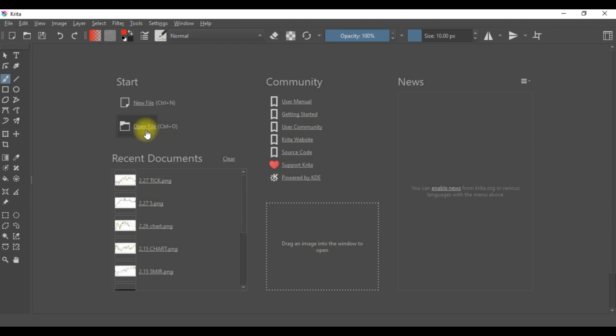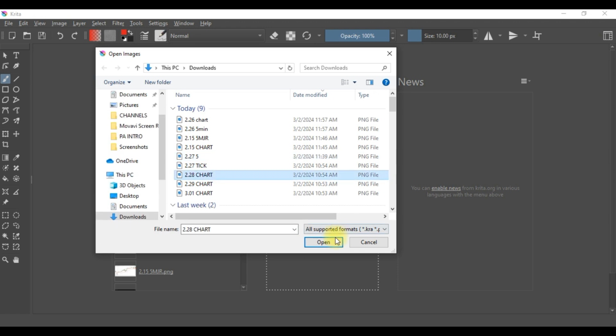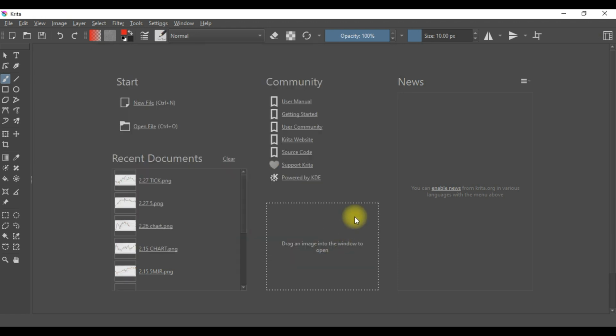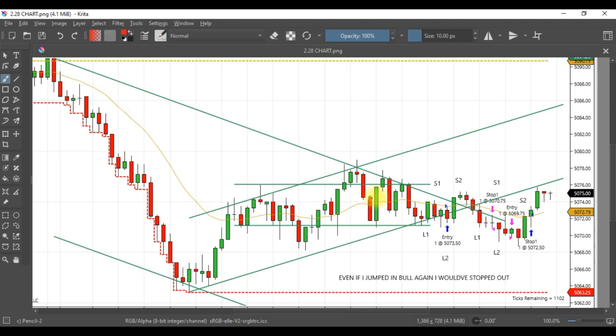What are we on? Are we on 28? Yeah. Okay, broad bear channel. One, two. So you took an entry here. Why did you take an entry there? What was your logic behind it?